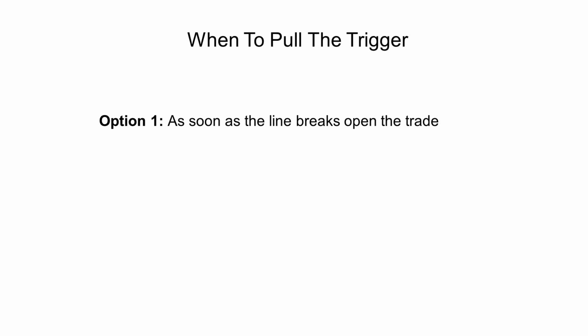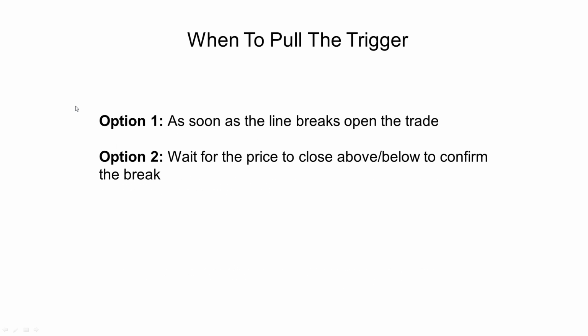The way I see it is you have 2 options. One, you can enter as soon as the trend line breaks. So as soon as it breaks, you can enter immediately. Second option is to wait for the price to close above or below. So if it's an uptrend that you drew, wait for it to close below the trend line. If it's a downtrend, wait for the price to close above to confirm the break. Okay, so those are the 2 ways you can do it. You might find one way works better than others on certain pairs, or you could use a scaling in approach and use both. Okay, so those are the rules.